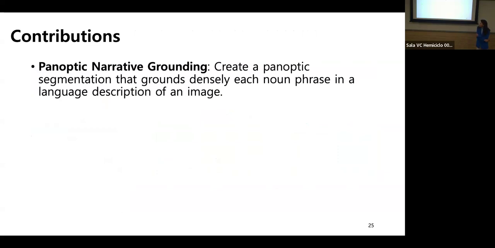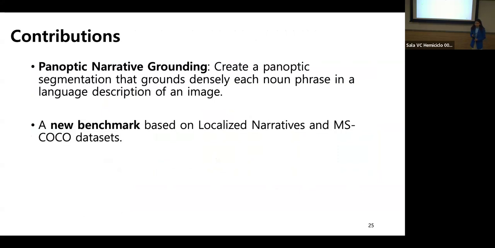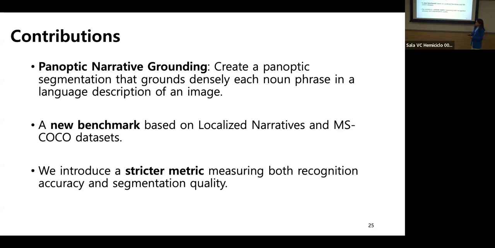Okay, so to conclude, we propose panoptic narrative grounding, which is a task that aims at creating panoptic segmentation that grounds densely each noun phrase in a language description of an image. In addition to that, we introduce a new benchmark based on localized narratives and MS COCO for the study of this task. And we introduce a stricter metric measuring both recognition accuracy and segmentation.